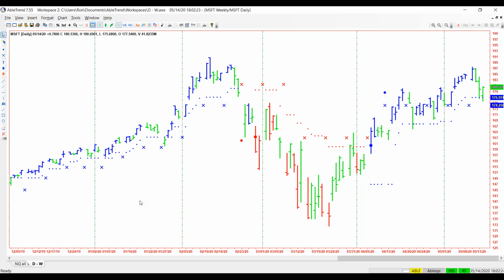It's always the same rules, and it doesn't matter what you trade with AbleTrend. A lot of people say, oh, does it only work for stocks or only work for futures or day trading? No, it's exactly the same. It doesn't matter one bit. Just as many people like to trade longer term or short term. Stocks, futures, currencies, doesn't matter. It's whatever you like to trade.